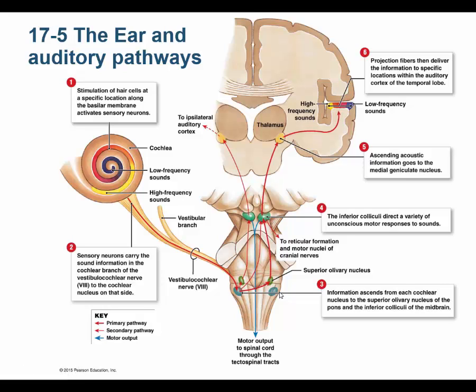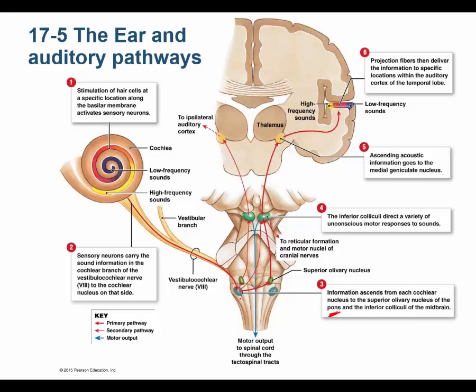All right, lastly, the pathways. We already did the vestibular pathway, but we haven't done the cochlear pathway. First of all, there's a superior olivary nucleus. It's actually at the junction of the medulla and pons. Yeah, it's in the pons. So there's a superior olivary nucleus.